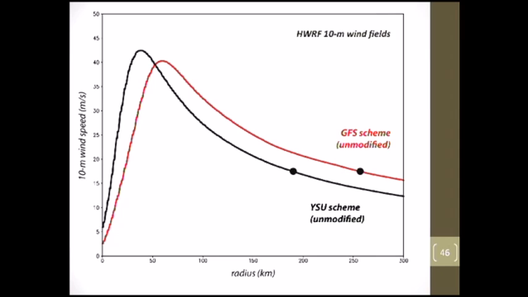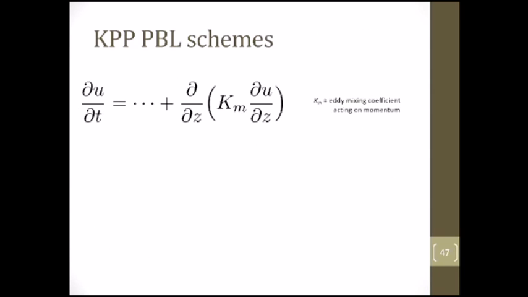So these are two simulations, one using the unmodified GFS scheme that HWRF was using, that's in red. The black line uses the YSU PBL scheme that many WRF ARW simulations use. There's a difference in storm size near the sea surface of 36%. That may not seem very large, but it is actually a serious difference, and it influences intensity, motion, storm surge, and everything else.